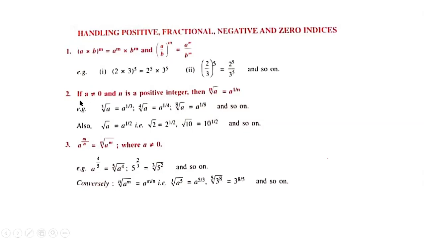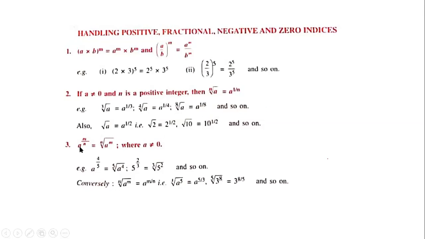The next one is, if a is not equals to 0 and n is a positive integer, then nth root of a can be written as a power 1 by n. For example, square root of a can be written as a power 1 by 2, cube root of a can be written as a power 1 by 3, fourth root of a as a power 1 by 4, and so on.